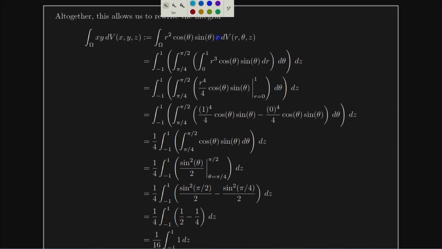We don't want to forget that we have our volume form in cylindrical coordinates. We just have to multiply by r with the volume form, and then here's our function f. So we take our function f, multiply by the volume form r, we get r cubed cosine theta sine theta. We're going to integrate in dr, d theta, dz. The bounds on r are 0 to 1, theta are pi over 4 to pi over 2, and z is -1 to 1.